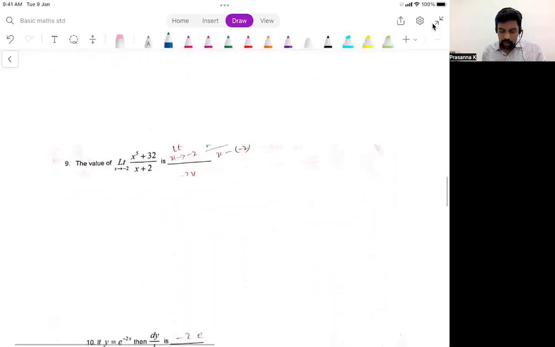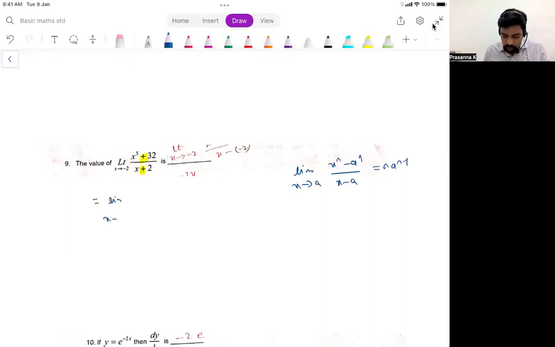Then ninth question, the value of limit x tends to minus 2, x power 5 plus 32 divided by x plus 2. This is a standard limit formula. Limit x tends to a, x power n minus a power n divided by x minus a equals n into a to the power n minus 1. Both in numerator and denominator, we need a negative sign here according to that formula.